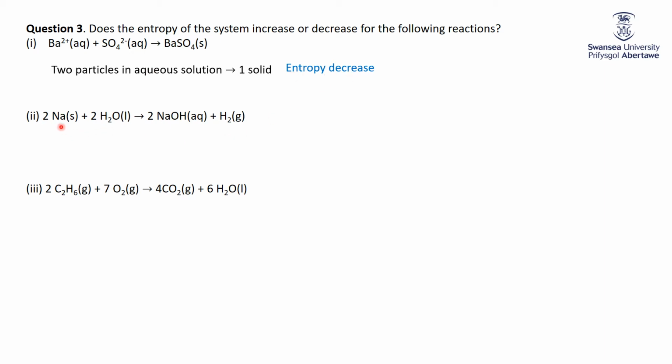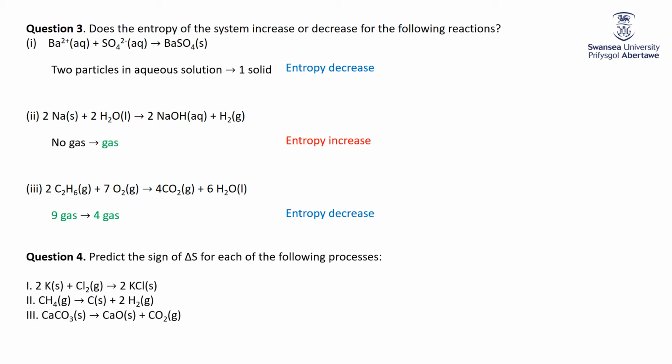Going to this one here, we got two solids and two liquids. On the left hand side we got aqueous, but then we got a gas. Anytime you bring in a gas, you can say that the entropy is going to increase. Obviously there are exceptions to that, but it's not a bad rule of thumb. And now down here we got 2 plus 7 or 9 gases on the left hand side. Right hand side we got 4 gases and 6 liquids, so we're effectively going from 9 gases to 4 gases. Massive decrease in entropy for that particular one.